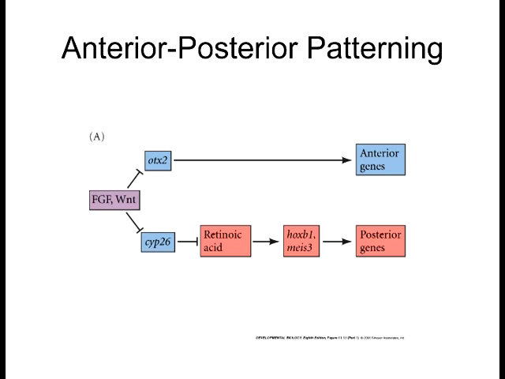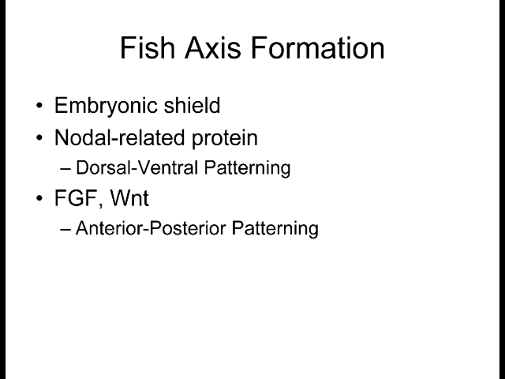So these are the three axes. Anterior-posterior patterning is primarily by FGF and Wnt signaling with retinoic acid, similar to what you saw in the Xenopus. A high amount of Wnt signaling is in the posterior end. A low amount of Wnt signaling is in the anterior end.